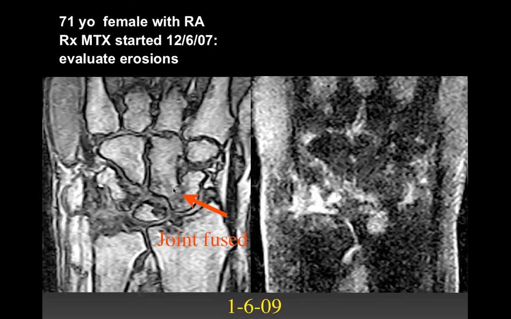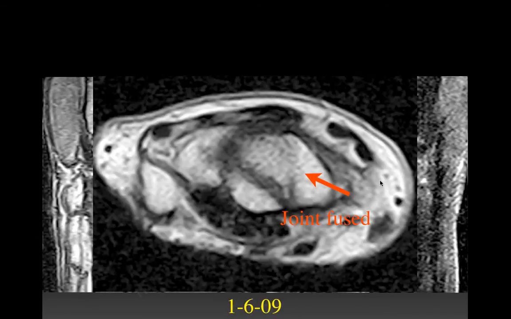Now we go to 2009. Now there's actually marrow space spanning this area. Notice that the osteitis has gone away. We no longer have the edema within the bones. Large part of that's probably now it's fused and you don't have the trauma associated with it. And on the axial images, you can see the bone fusion there.